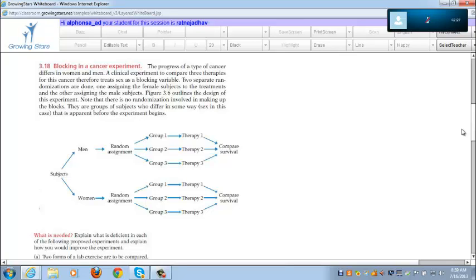Explain what is deficient in each of the following proposed experiments and explain how you would improve the experiment. Two forms of a lab exercise are to be compared. There are 10 rows in the classroom. Students who sit in the first 5 rows of the class are given the first form, and students who sit in the last 5 rows are given the second form.